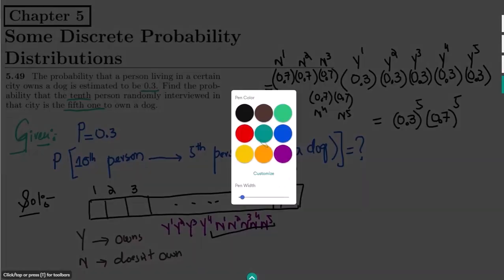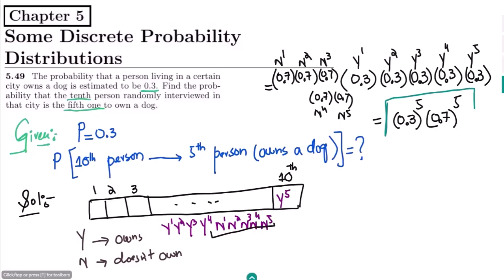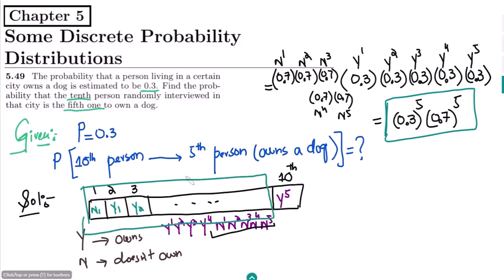This is for this specific combination. But keep in mind that there is a possibility that here we can have N1, here we will have Y1, and here we will have Y2, and so on. There can be many combinations for these 9 items, and each one will give us this probability. You know that there are 9 items, and out of those 9 we can have 4 Y's.